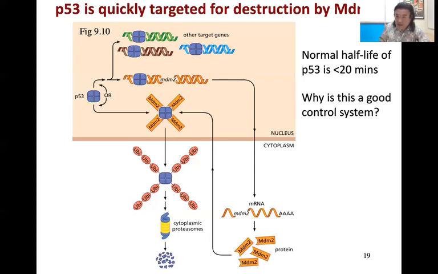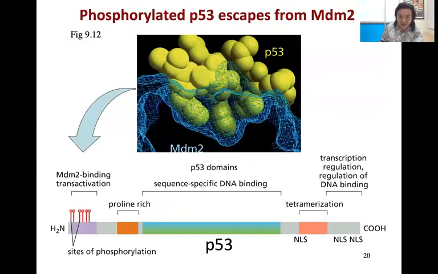So that works. That way you can have a large pool of p53 building up all the time, and the moment you need to use that pool, you just interfere with the MDM2 binding to the p53. So how does that work?